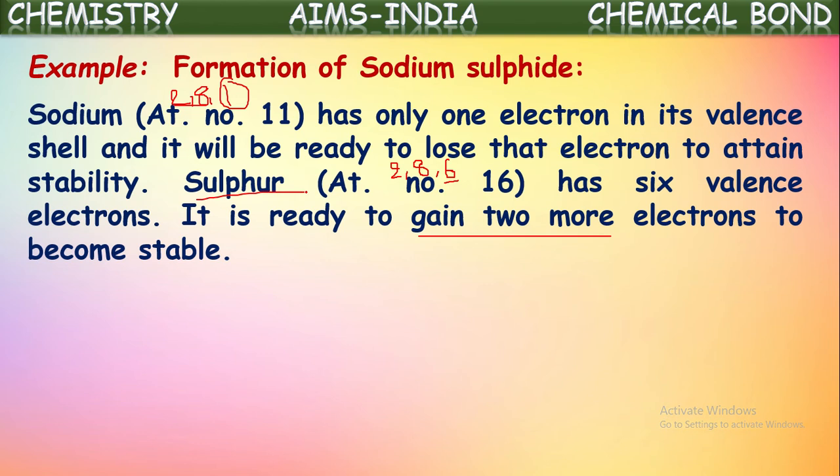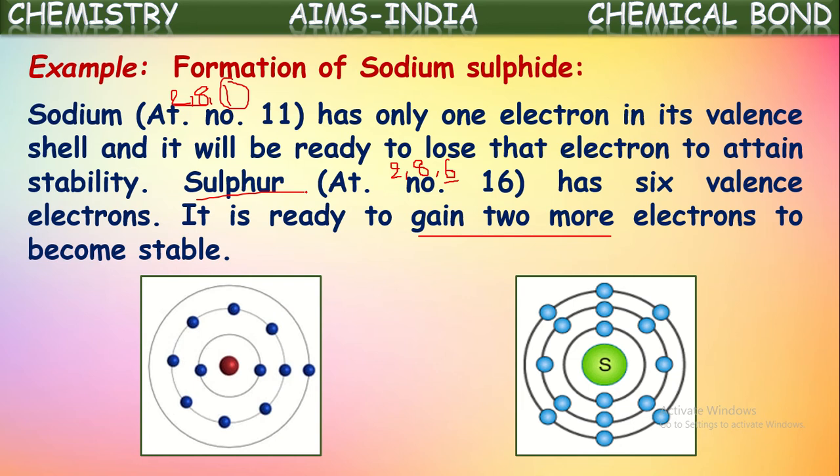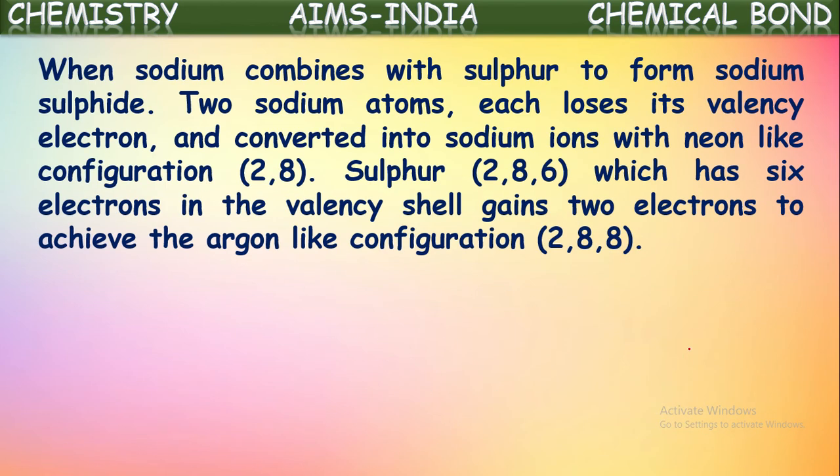Okay. When these two atoms approach, when sodium and sulfur combine together, what happens? This sodium is ready to lose this electron. Sulfur is having capacity to accept 2 more electrons. When sodium and sulfur combine together, sodium forms sodium ion and sulfur forms sulfide ion by gaining 2 electrons. In that way, sodium sulfide is formed.